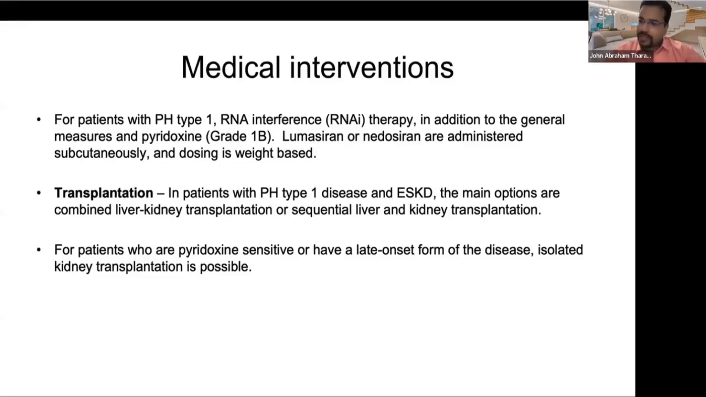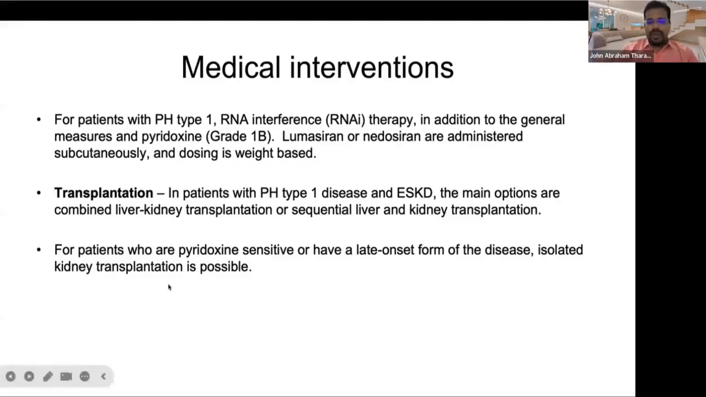Regarding transplantation, in patients with PH type 1 disease and end-stage kidney disease, the main options are combined liver-kidney transplant or sequential liver and kidney transplant, especially when the eGFR drops to less than 40 ml per minute per 1.73 square meters. A preemptive liver transplant can also be considered. The international primary hyperoxaluria registry showed kidney survival with combined liver-kidney transplant versus kidney transplant alone. With combined liver-kidney transplant, the 5-year survival was 96% versus about 56% with kidney alone.